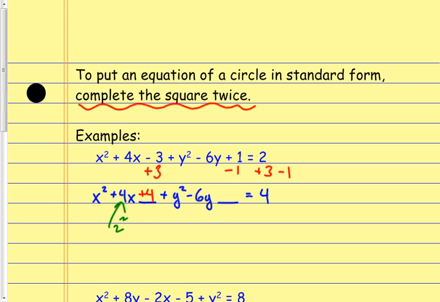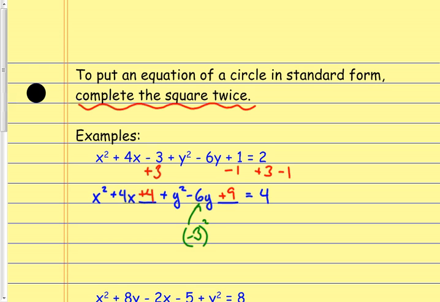All right? I do the same thing with the next value. I take the b value, which is the negative 6. I divide it by 2, which is a negative 3. And then I square it, which gives me a positive 9. So I'm going to do a plus 9 right here. All right? So I do b divided by 2 and square it.